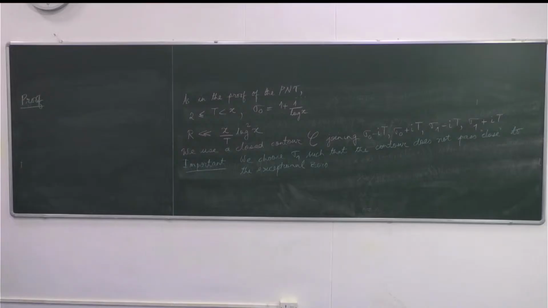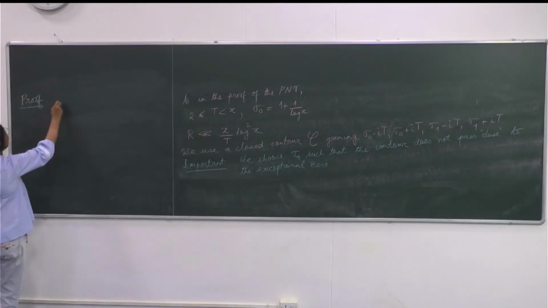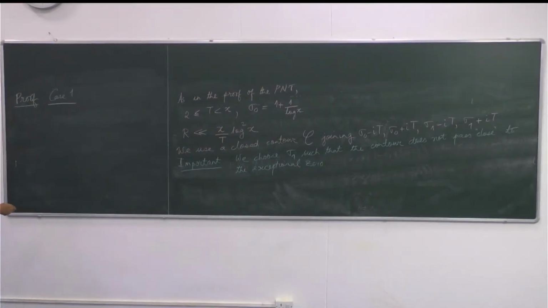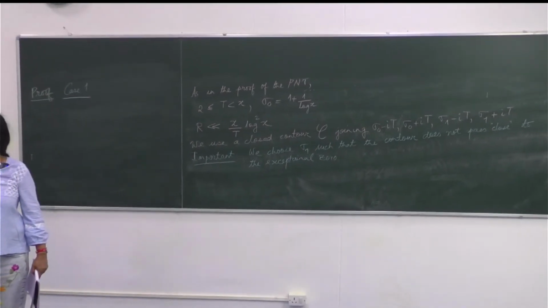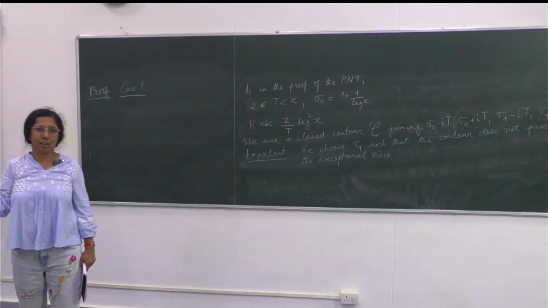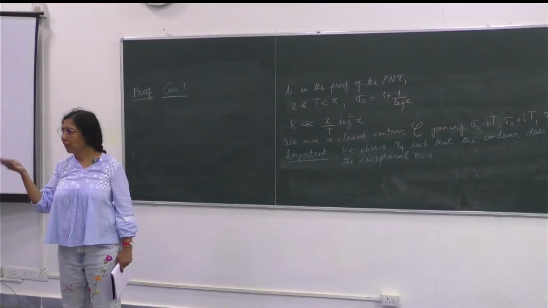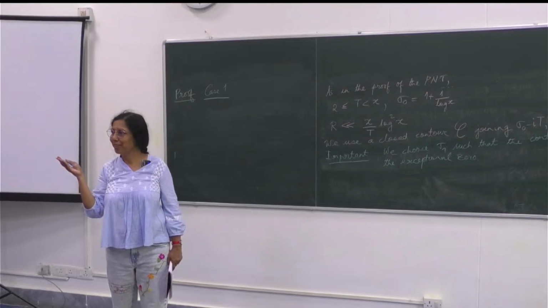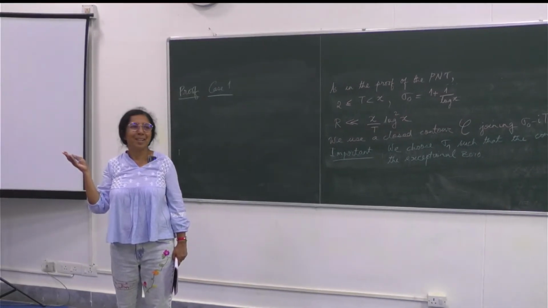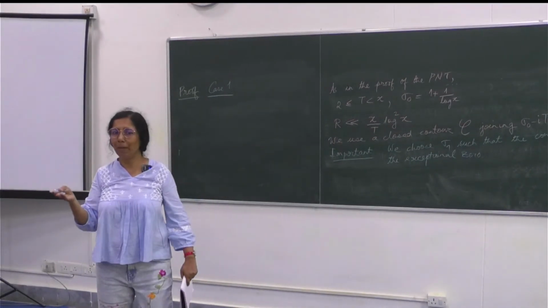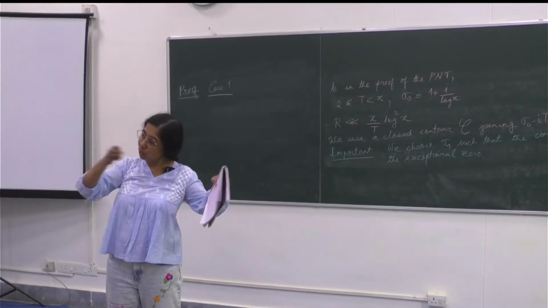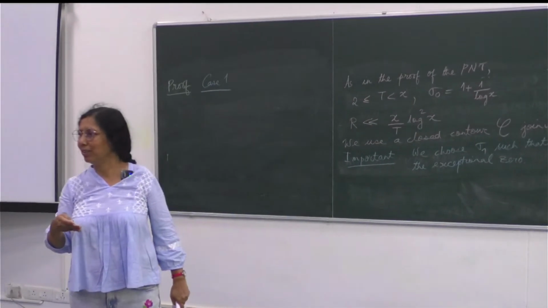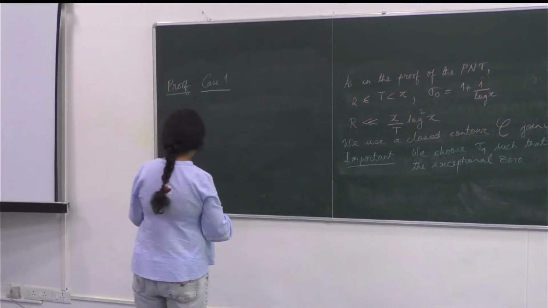So case 1. There'll be 3 cases. Case 1, when there is no exceptional 0. Case 2, when there is an exceptional 0. So what is case 3? Case 3 is case 2 broken up into 2 parts, when the exceptional 0 is close and when the exceptional 0 is far. These are the 3 cases that we will look at.